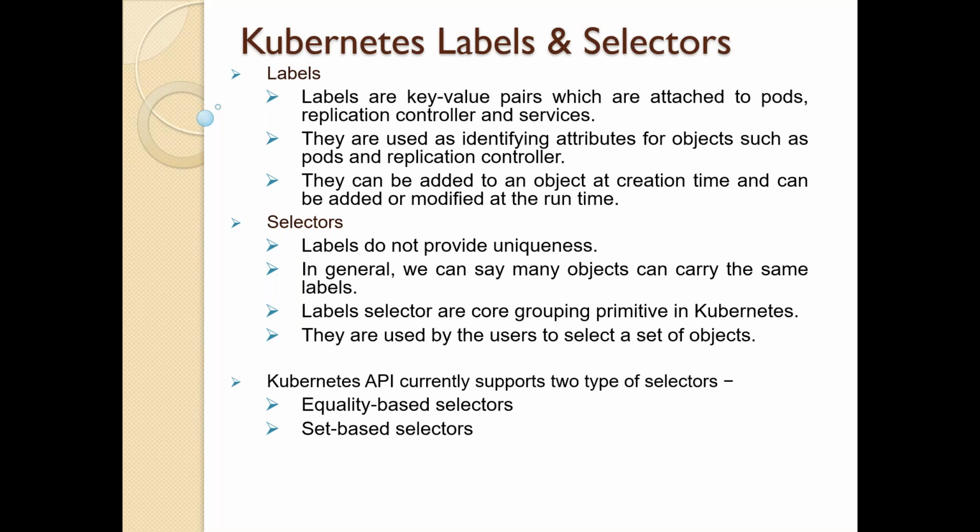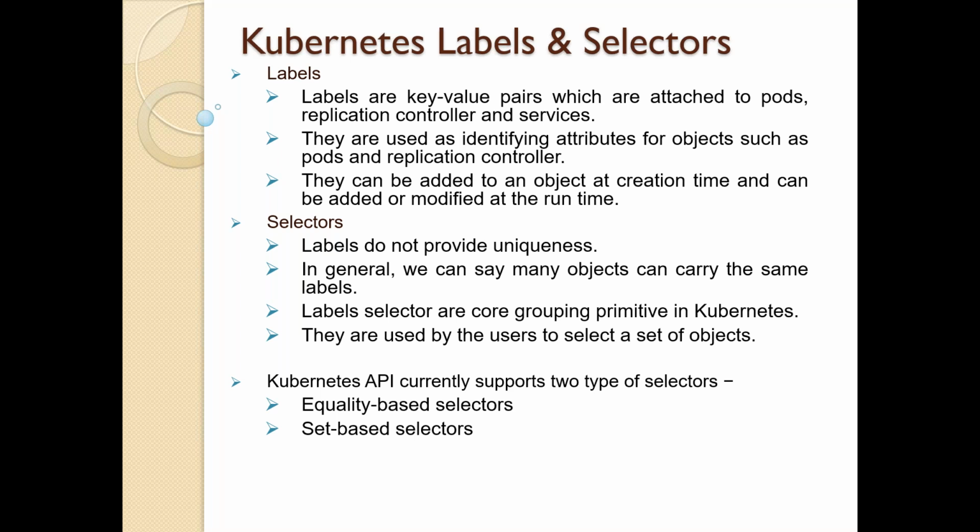In general, we can say many objects can carry the same labels, but the label selector is a core grouping we have in Kubernetes. They can be used to select a certain set of objects. Say when your label is app equal to test alone, you give me all the pods, it will give you those.